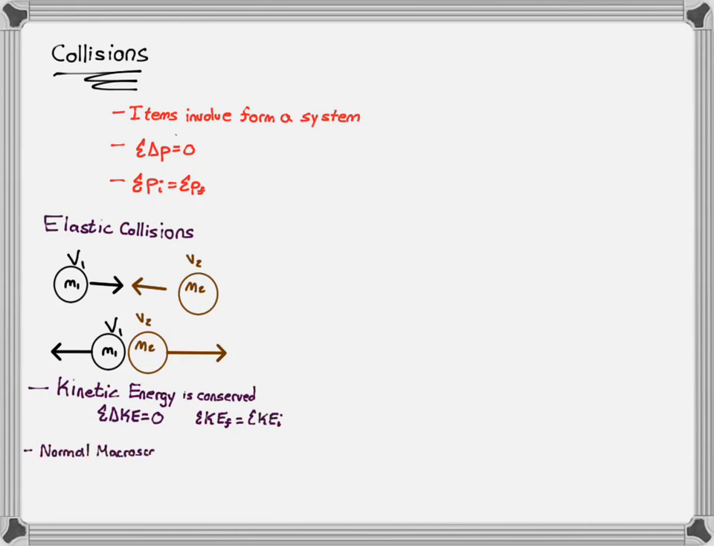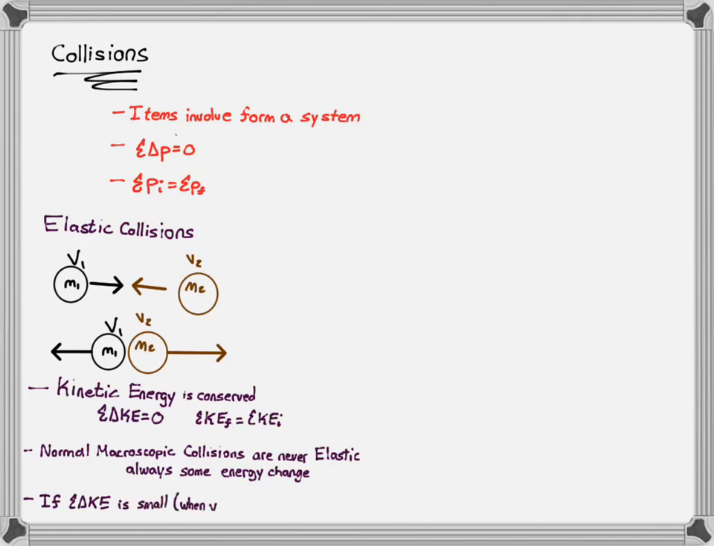Now, normally when we look at the macroscopic, which is like the big picture, and we see objects colliding, there is never a real elastic collision. You're always going to lose energy because when two objects collide, there's going to be heat, or it's going to create sound, or the object's going to get deformed. All this involves energy. So the total kinetic energy is never going to be completely 100% conserved when two objects collide. But we can still consider a collision elastic if the change in kinetic energy is very, very small. We can say it's negligible, and we can treat it like an elastic collision.